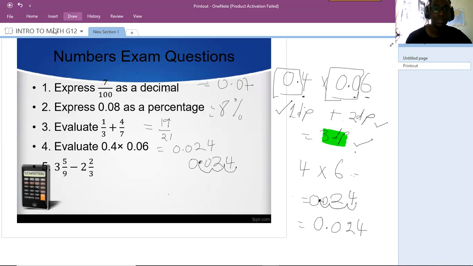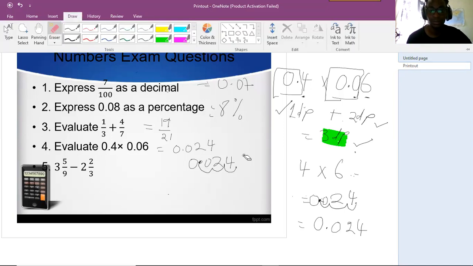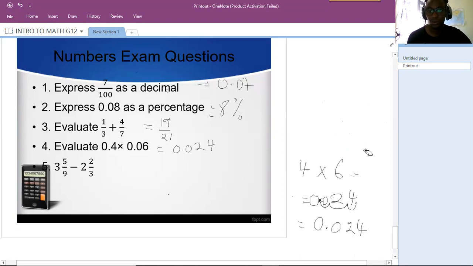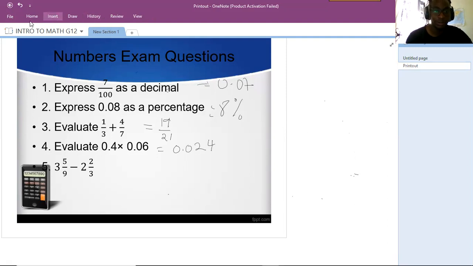Are we together? Yes. All right, that's good. So let's move on to our last question. Our last question is a mixed fraction. Our last question, 2 mixed fractions actually, and we have to subtract.